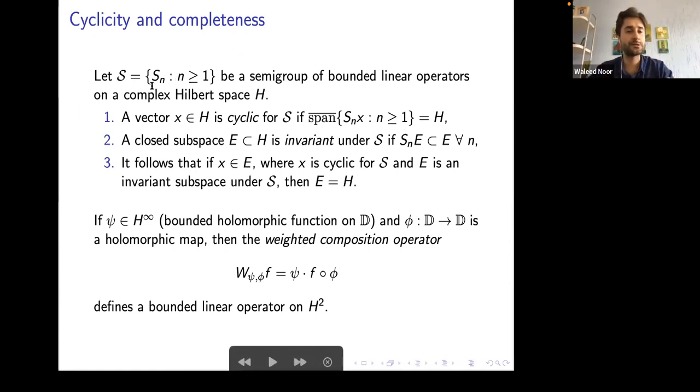So now let's apply this to the concrete semigroup that we have in mind. These are weighted composition operators. So if C belongs to H infinity, which is bounded holomorphic functions on the disk, and phi is a holomorphic self-map of the disk onto the disk, then a weighted composition operator is defined as follows. Basically, W of F is C multiplied by F composed with phi. So a weighted composition operator is the combination of the two most basic operations that you can do between holomorphic functions, multiplication and composition.